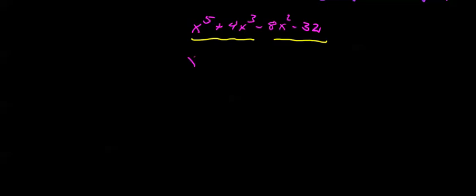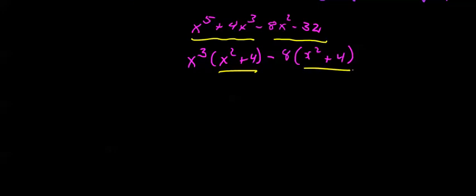Here I have an x cubed, and so it's x squared plus 4, minus, so I have a minus 8 x squared, and this is where people made mistakes before. It's plus 4. Why plus? Negative times positive is negative. And then we see x squared plus 4 is a common factor. So we bring that common factor out, x squared plus 4, and we're left out here with what's left, x cubed and a minus 8.